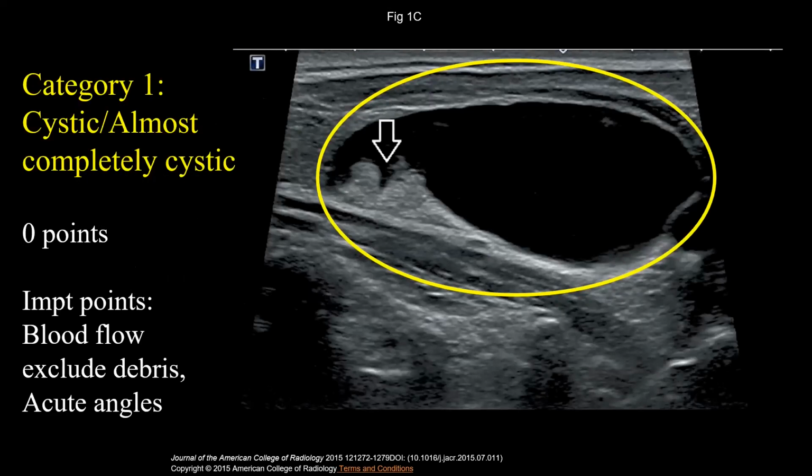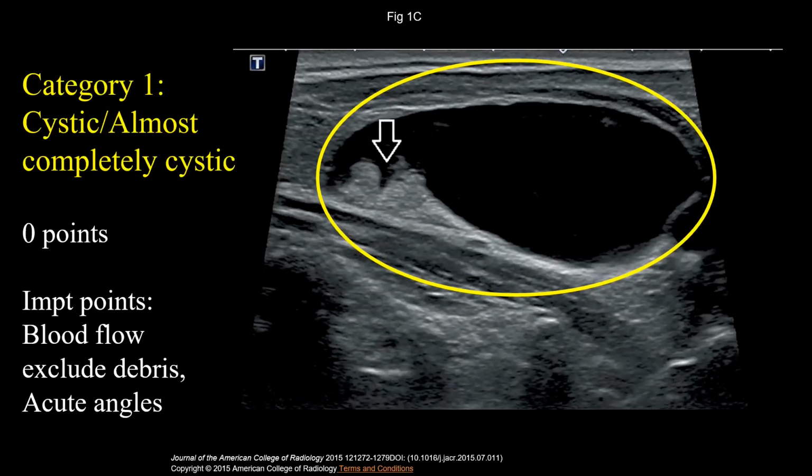So this is an example of cystic or almost completely cystic. Less than 50% of this is solid, or greater than 50% is cystic. And cystic lesions tend to be shown not to be so malignant, so this gets 0 points. A couple points that are important with respect to the solid component is sometimes it's difficult to know if it's solid or if it's blood products or debris, and utilizing Doppler to see if there's any flow in it will help us decide what it actually is.